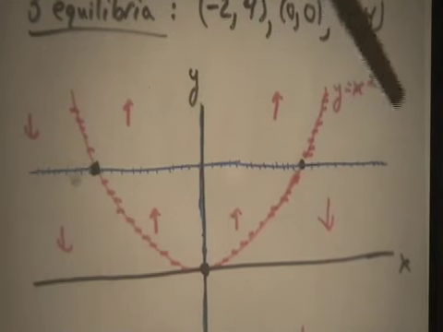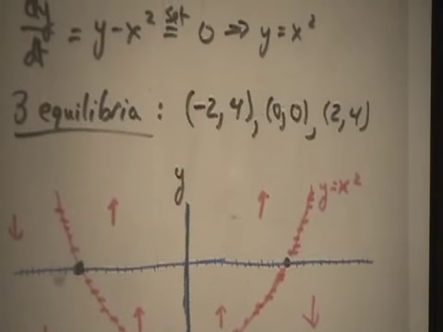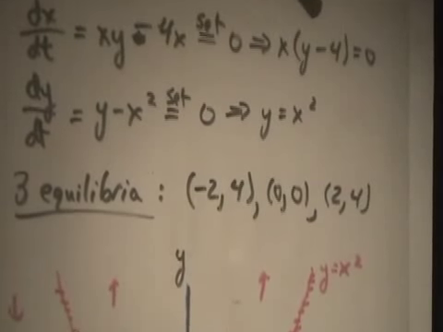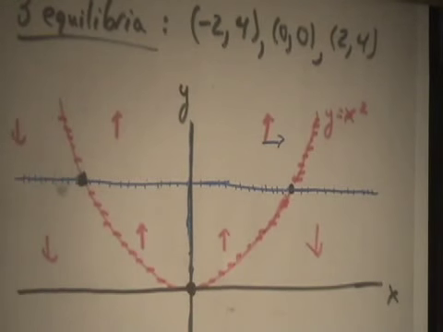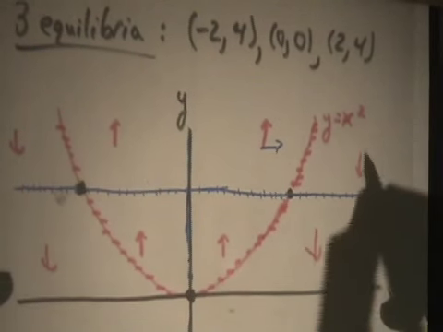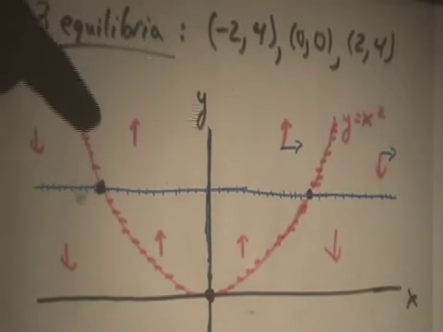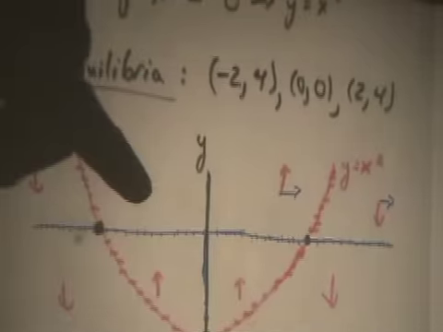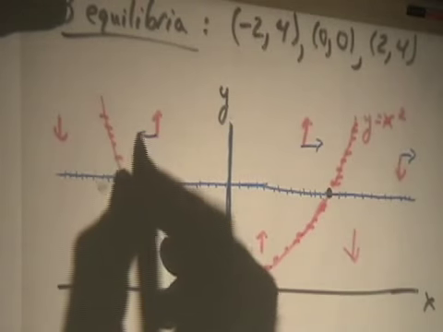Think first about the case when we're up here, when x is positive and y is bigger than 4. Both of these factors will be positive. dx dt will be positive. So you'll be moving to the right over here. I guess I should put a downward arrow over here too, and a rightward arrow over here. When you're over here, in this region, x is negative and y is bigger than 4, so negative times positive gives you negative. dx dt is negative, so your motion of solution curves is to the left.